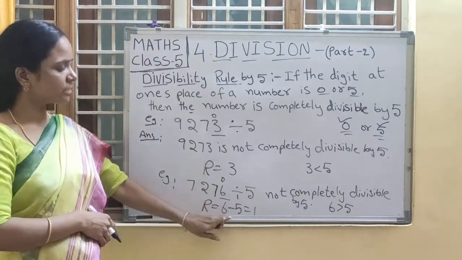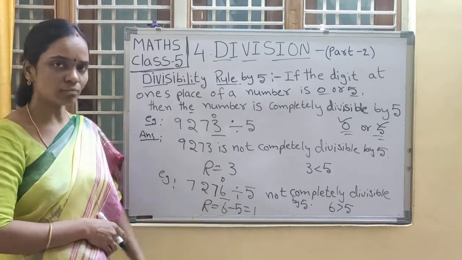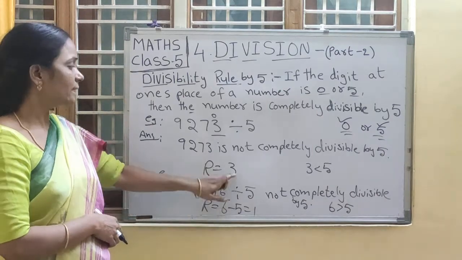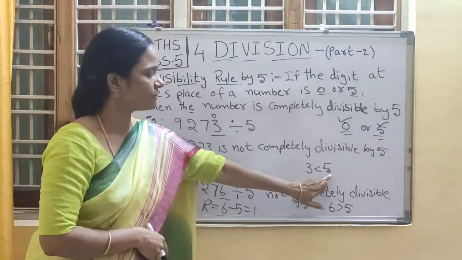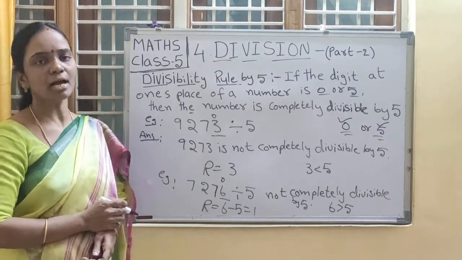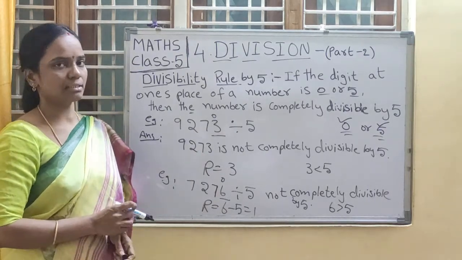In this case, we have to take the subtraction. 6 minus 5 is equal to 1. It is greater than 5. That is the reason we have to take subtraction. Here in the earlier case, it is less than 5. So, directly that number will come as remainder. Have you understood, children? Yes.